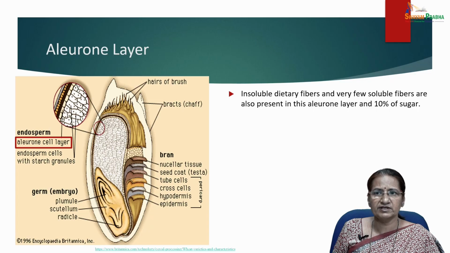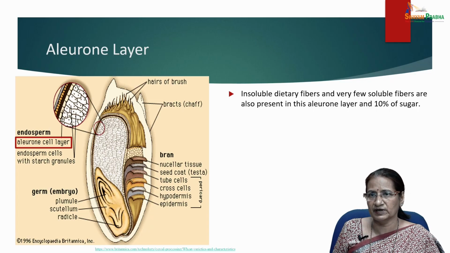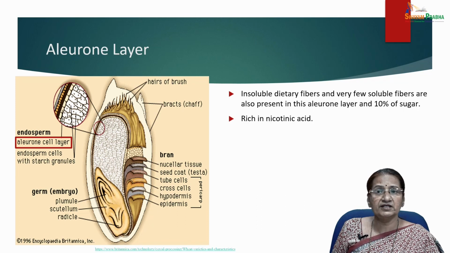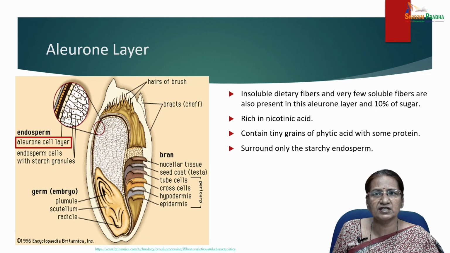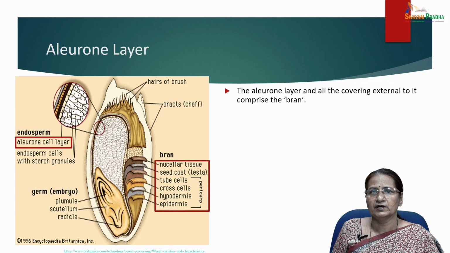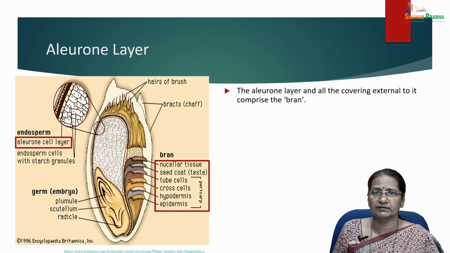Insoluble dietary fibers and very few soluble fibers are also present in this aleurone layer, and 10% of sugar. It is rich in nicotinic acid. It contains tiny grains of phytic acid with some protein. It surrounds only the starchy endosperm. The aleurone layer and all the covering external to it comprise the bran.